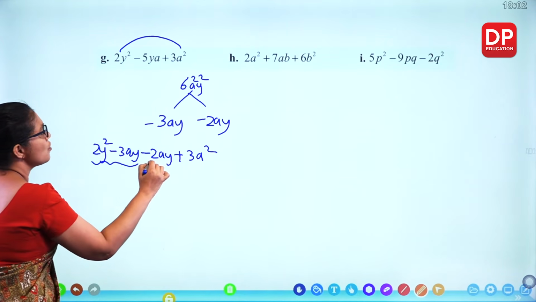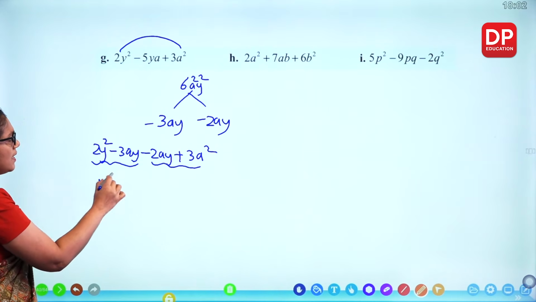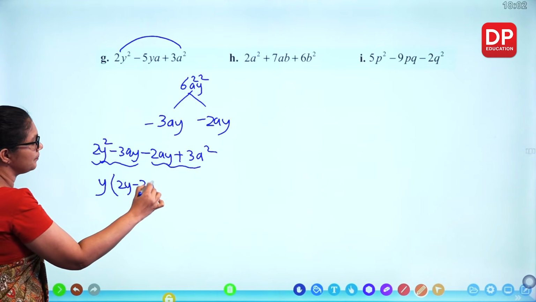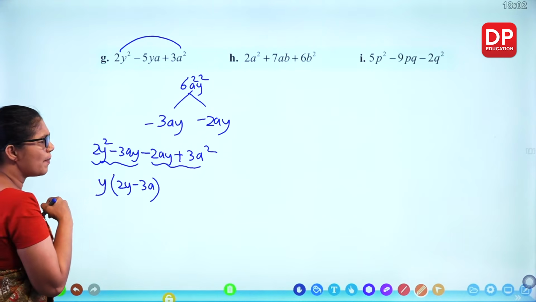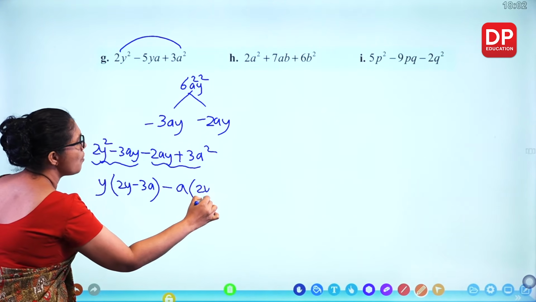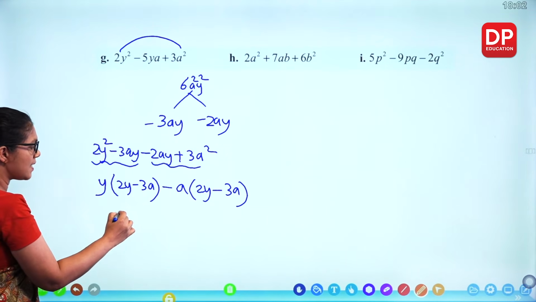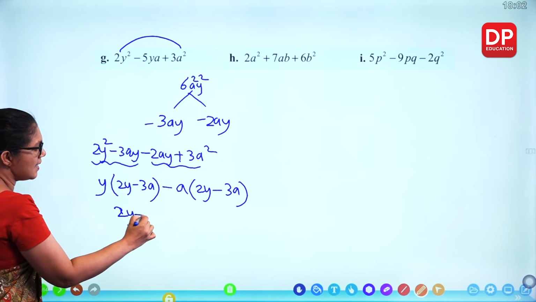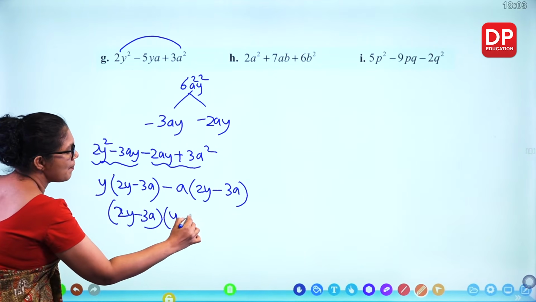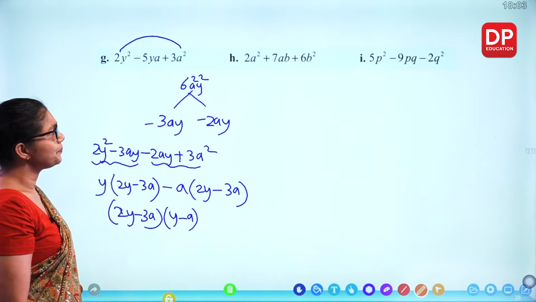So, take first 2 and last 2 separately. You get y common. So, 2y minus 3a. Here what's common? Minus a is common. 2y minus 3a. Now, 2y minus 3a is common. Take it out. What's remaining? Y minus a.